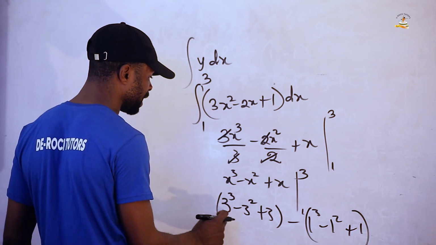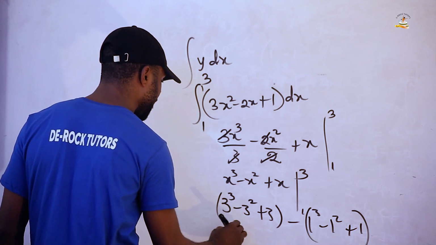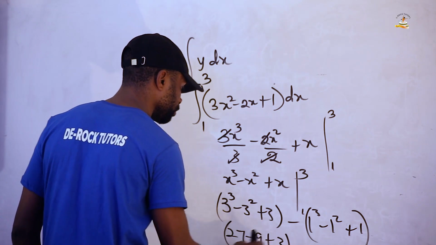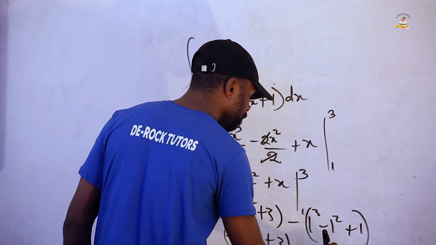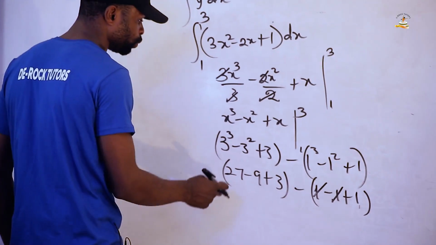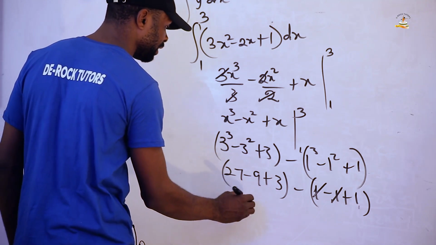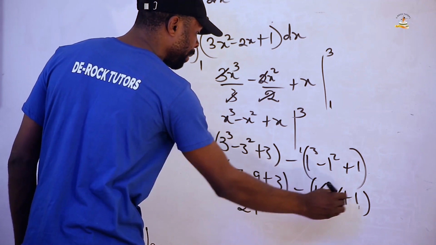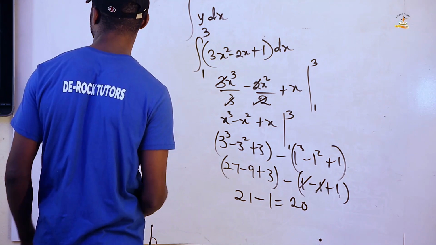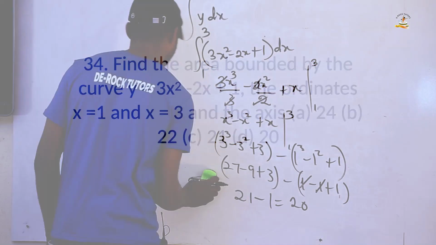So here you have 27 minus 9 plus 3, minus 1 minus 1 plus 1. This will take care of this. 27 plus 3 is 30. 30 minus 9 is 21. 21 minus 1 is equal to 20. The correct option to this particular question is option D, which is 20.